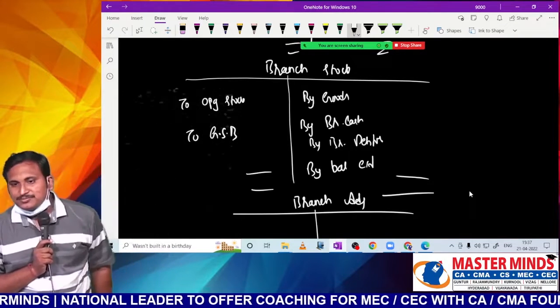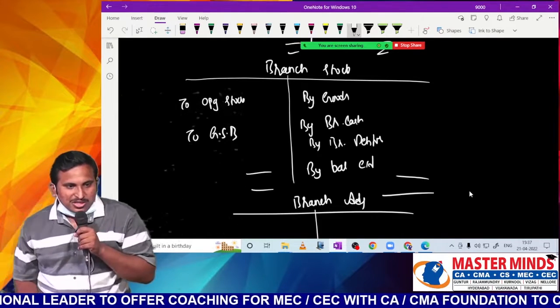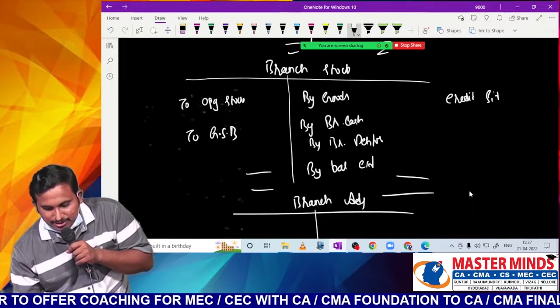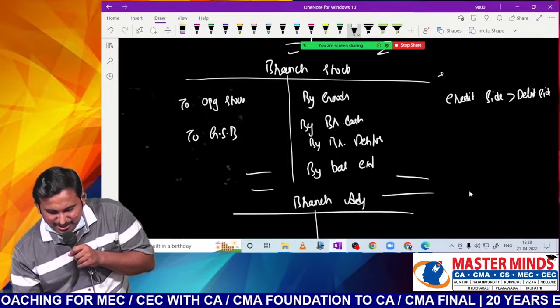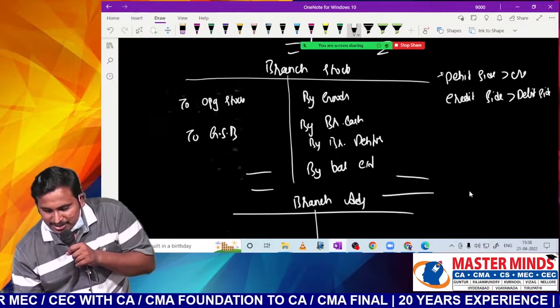What might be the reason? If it is not tallying, two possibilities are there. One is credit side greater than debit side. Second one, of course, popularly debit side will be greater than credit side. Both are possible. So let me discuss both the angles.